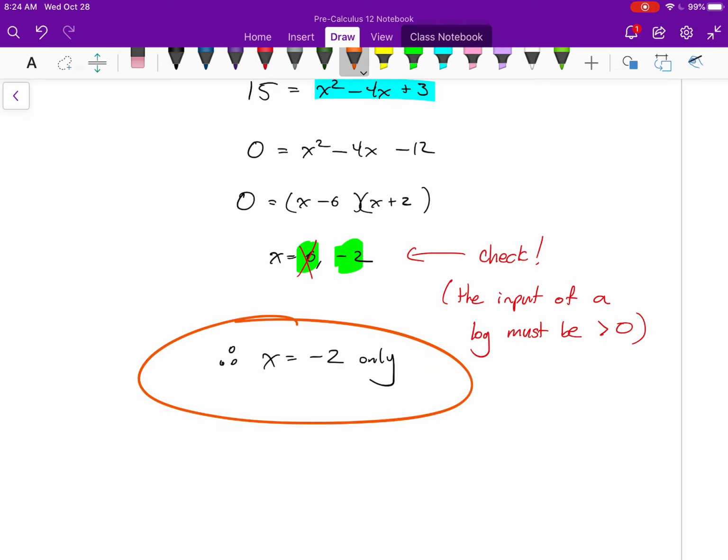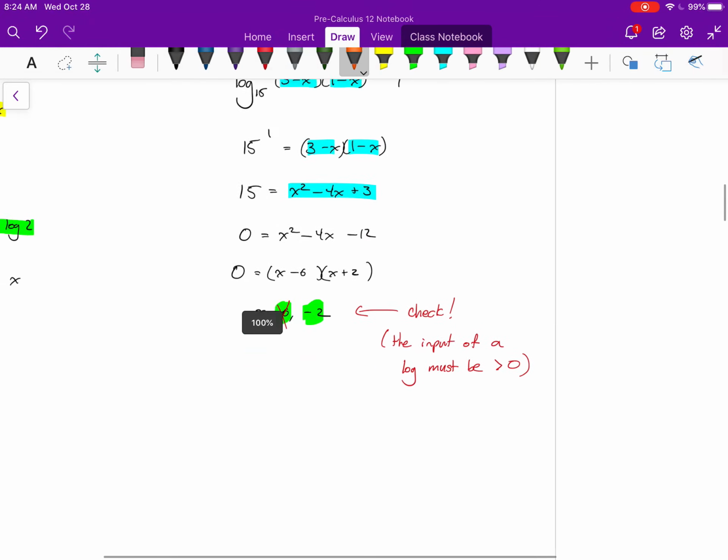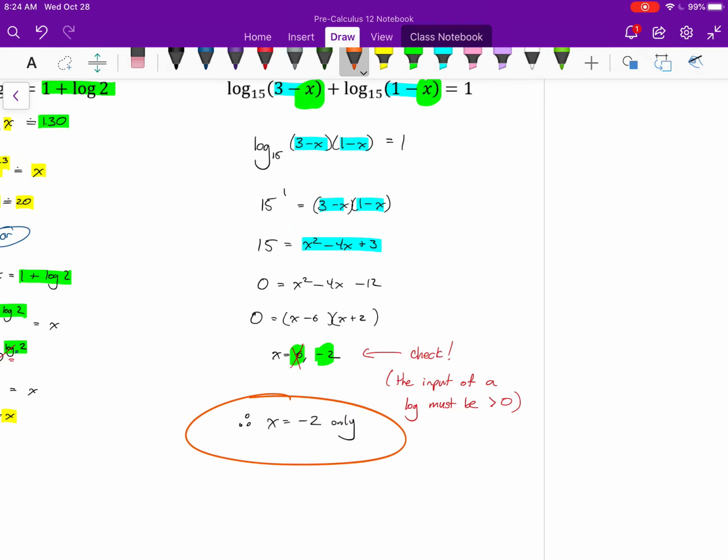And this will happen a lot when dealing with logarithmic equations. Because quite often when you're solving a logarithmic equation, at one point you start dealing with a quadratic or a linear equation. And quadratic and linear equations don't have any restrictions, but logarithms do. You can't put negative numbers into a logarithm. It just doesn't make sense.